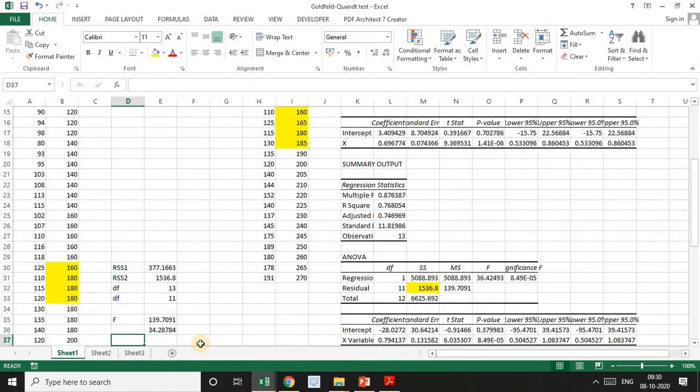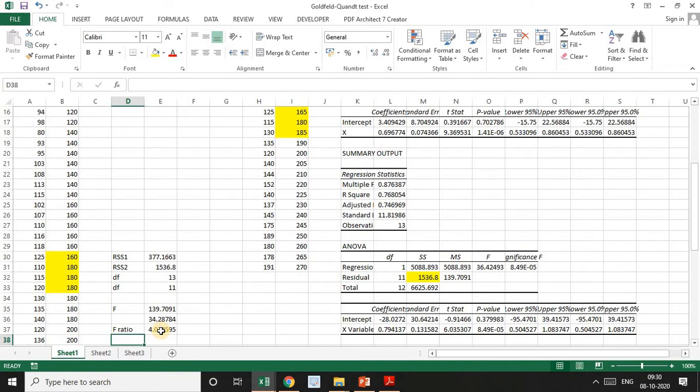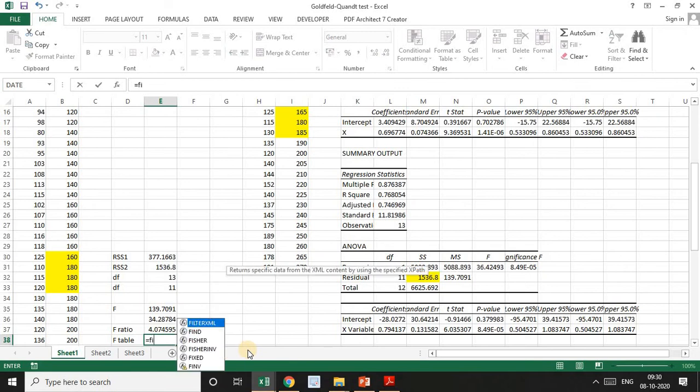Now F ratio is equal to this divided by this. I am getting 4.07. Then what we have to do is find out the F table value. How can we find it? F inverse.